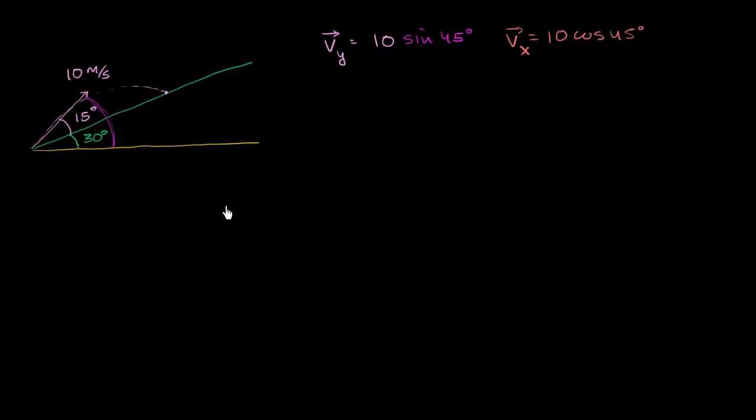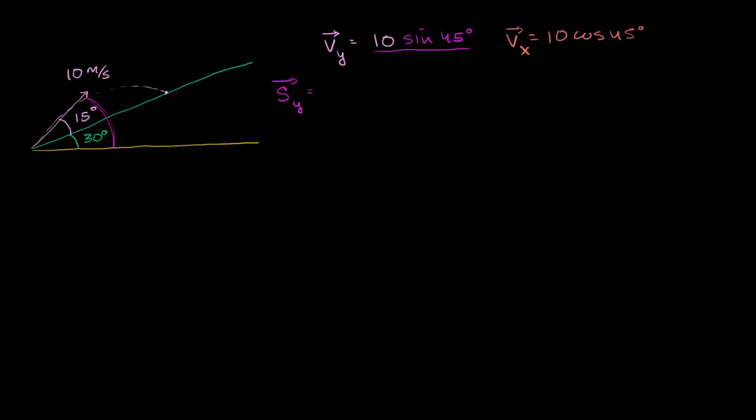Now let's think about what the horizontal displacement is going to be. The horizontal displacement, and I'm just going to go straight to the formula that we've derived in the last few videos. Let's do the vertical displacement. I could have done the horizontal displacement first, but the vertical displacement is going to be our initial vertical velocity, which we know as 10 sine of 45 degrees.